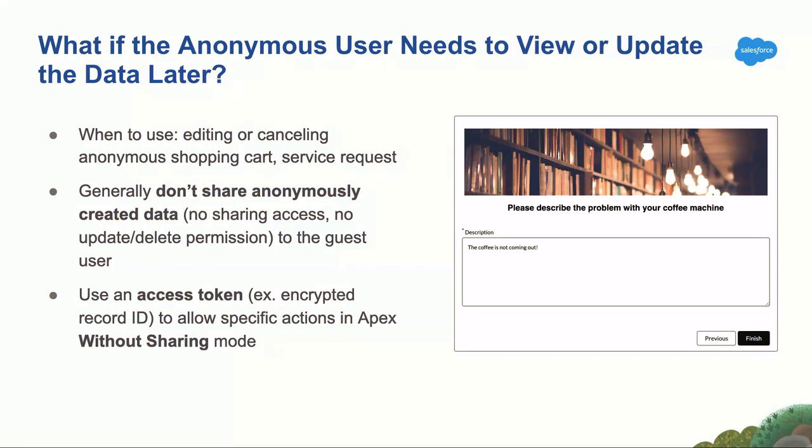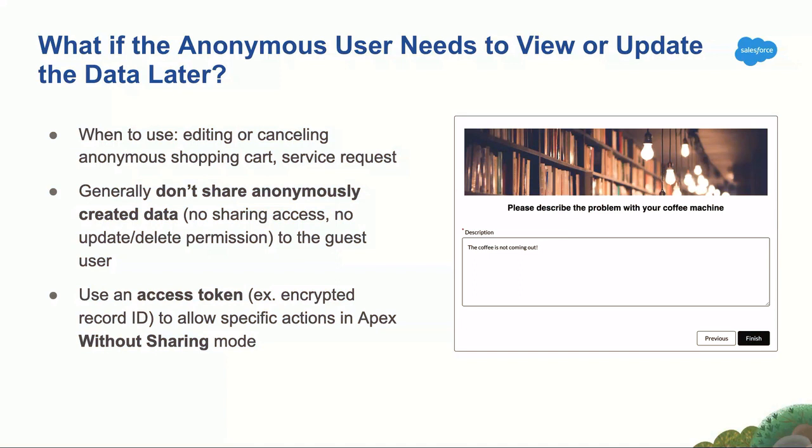And for this special case, instead, we want to generate a secure access token. This can be an encrypted record ID, for example. And in the example of shopping cart, once the order is placed by the guest user, you can send an email to the guest user. And in that email, it will contain a URL link to go back and edit, update, or cancel this order. And this link can contain this access token in it.